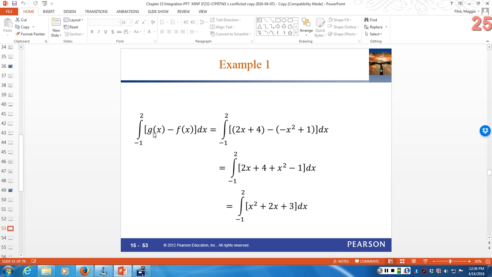So g of x is the linear function, 2x plus 4. It is the derivative of a function, so we're going to take the integral of 2x plus 4, which means that this is going to be x squared over 2 times 2, which leaves you with just x squared. And this is going to be 4x. And then negative x squared is going to become negative x to the third over 3.